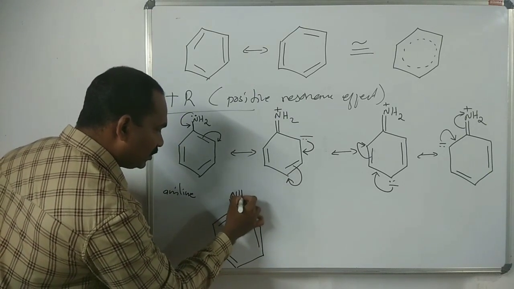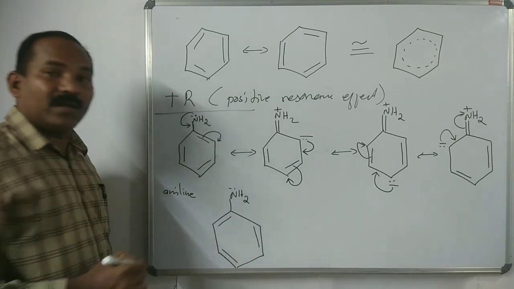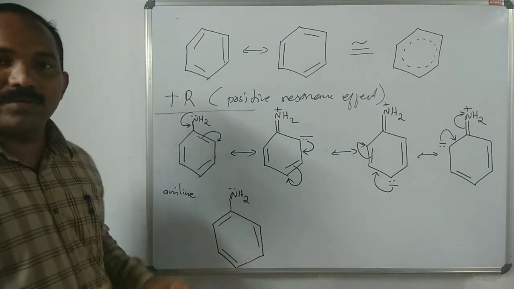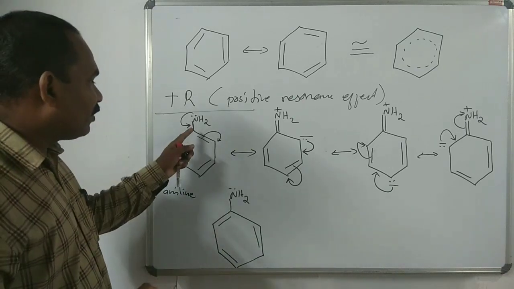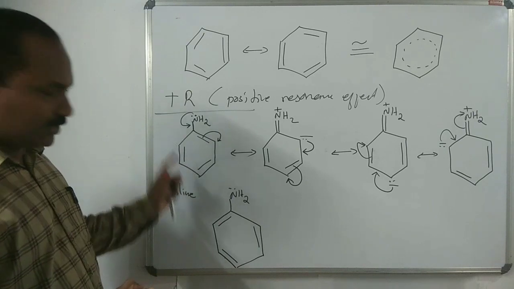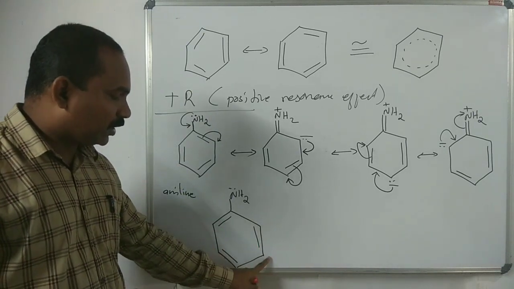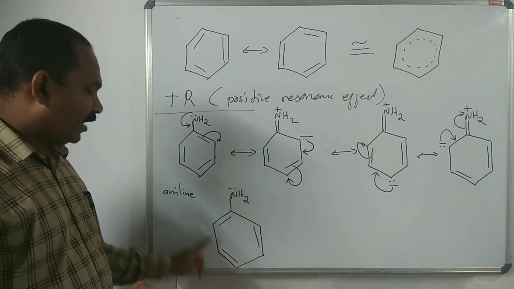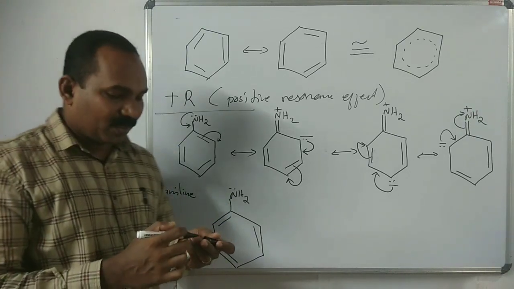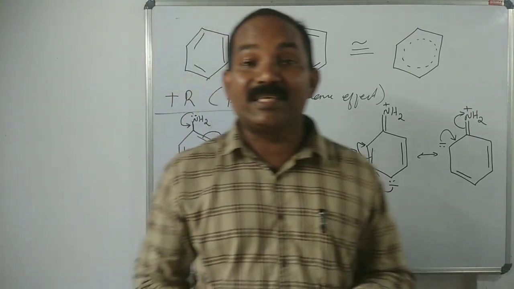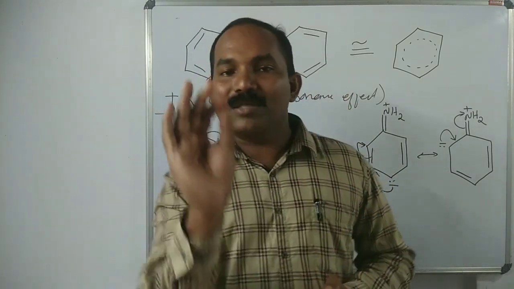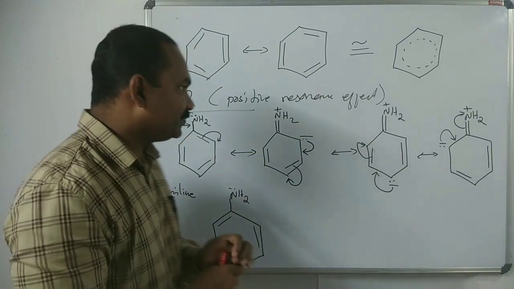Now it's the same formula as earlier, but the position of the double bonds changed. Here the double bonds are between 1 and 2, 3 and 4, 5 and 6. Here the double bonds are between 2 and 3, 4 and 5, 1 and 6. This is called a positive resonance effect. Once again I will explain, please listen.